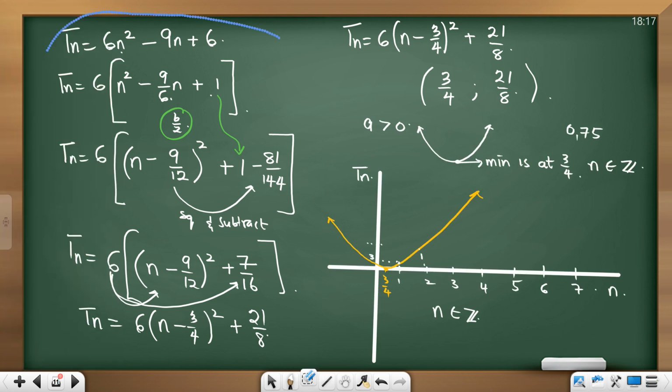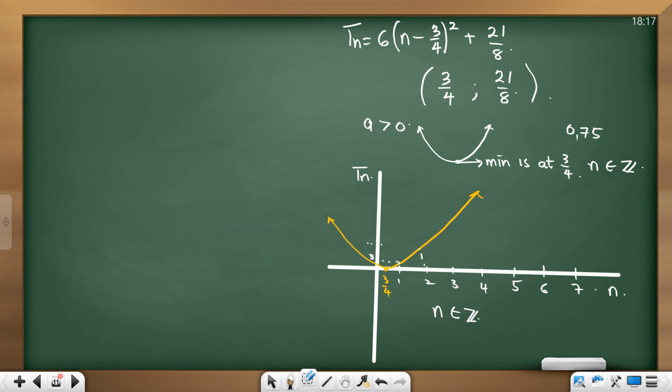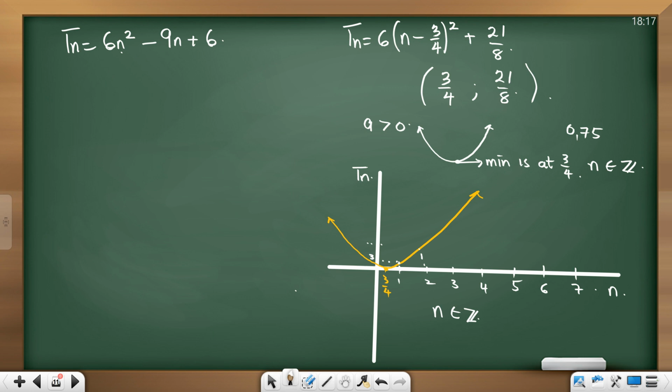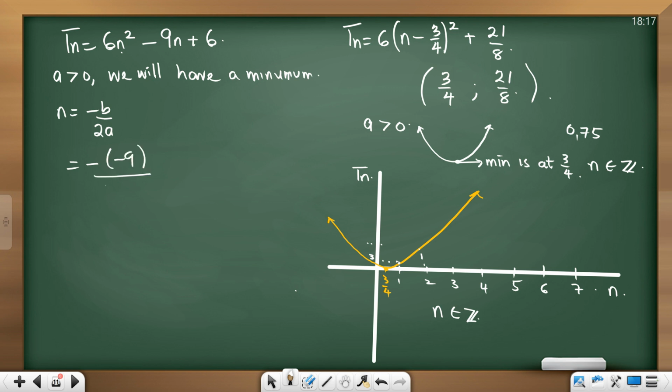The second way is to bring back the graph. Check this. Since A is greater than 0, we have a minimum. The question is, what is the minimum? n equals minus b over 2a. What's our b? Negative 9, so minus negative 9 over 2. What's our a? 6. Put that in the calculator. Tell me what your answer is.